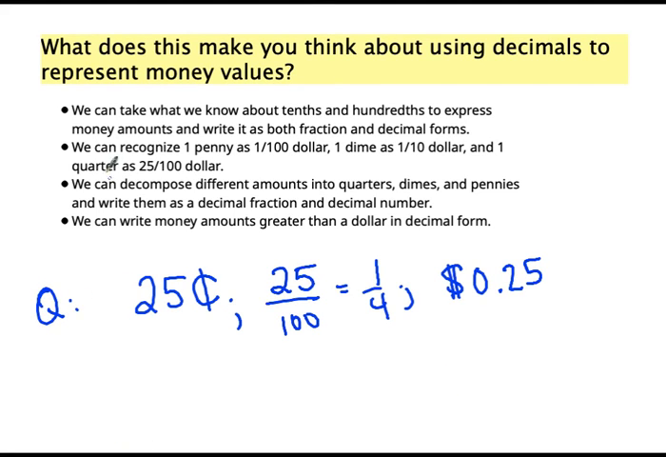Okay? We can recognize 1 penny as 1/100th of a dollar, a dime is 1/10 of a dollar, and a quarter is 25 hundredths of a dollar. We can also decompose different amounts into quarters, dimes, and pennies and write them as decimal, fraction, and decimal number. So you've explored those in the additional slides there. And we can write money amounts greater than a dollar in decimal form. Okay, so for example, we can write $5.25. Remember that the dollar sign goes in front of the numbers on the left-hand side.